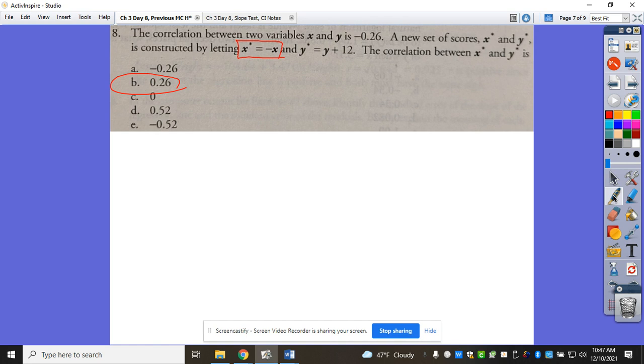So the y told us that it was still 0.26 and the x was positive? Yes. The y didn't change anything, but the x switched the sign. Changing the x to negative switches the sign.